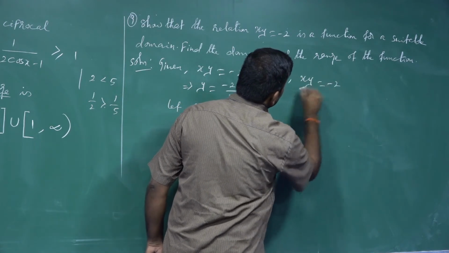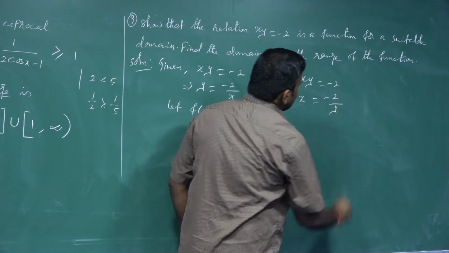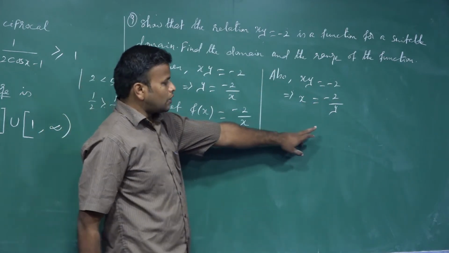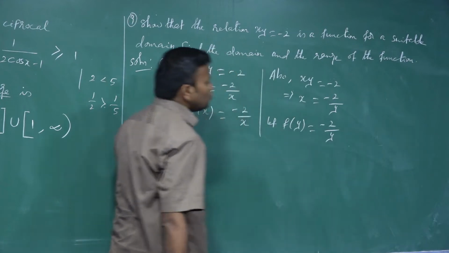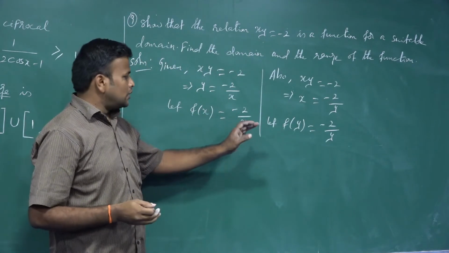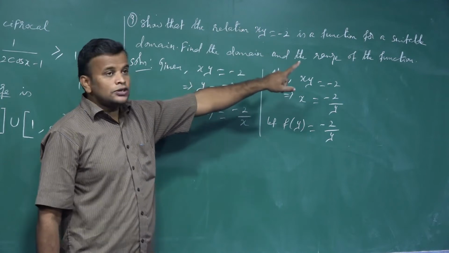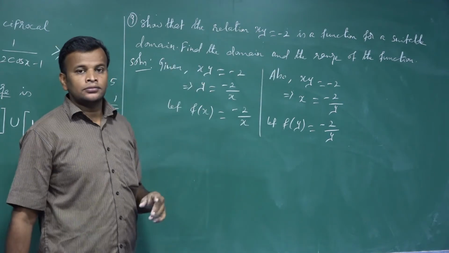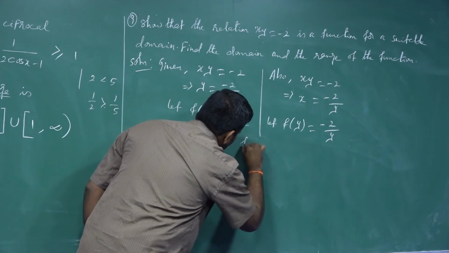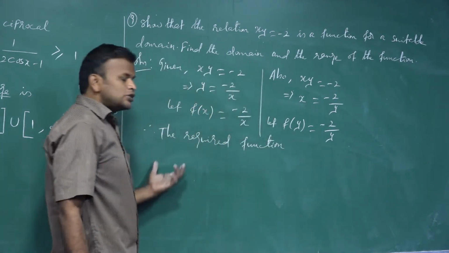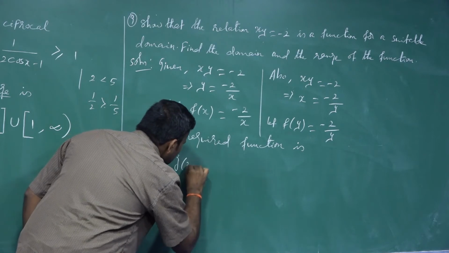Also, xy is equal to minus 2. Suppose I keep x here, x is minus 2 by y. The multiplication y becomes a division. The right-hand side is a function of y. Let f of y is equal to minus 2 by y. So in both cases, either x lies in the denominator or y lies in the denominator. Our question is to show that the relation is a function for a suitable domain. Now we create a function. Therefore, the required function is, the name of the function is your choice. It may be f of x, g of x, like this. The required function is, I will take g of x.